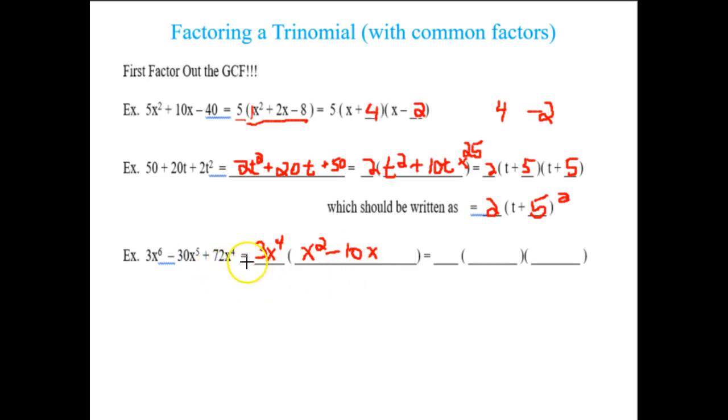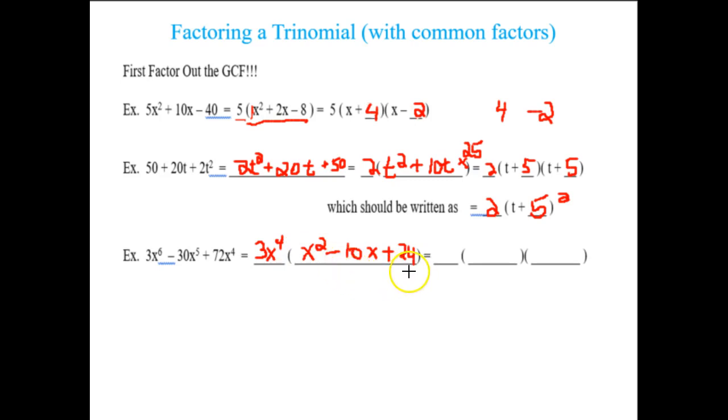And then 72 divided by 3, let's see, that would be what? 24. So plus 24. So now, after we do that step, then we look and see what we got. Okay, we can try the Hebrew method because we have a 1 in front here, and then we can look for the factors of 24 that add up to negative 10.